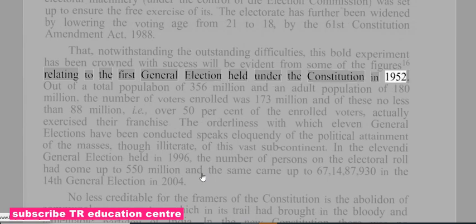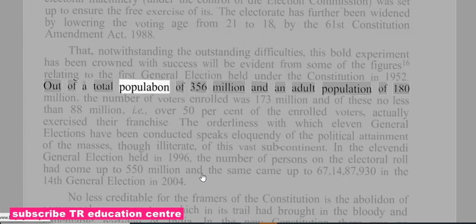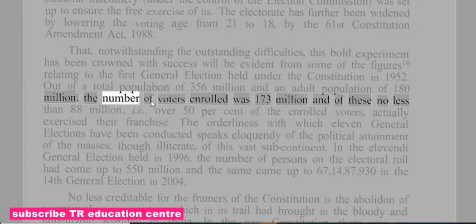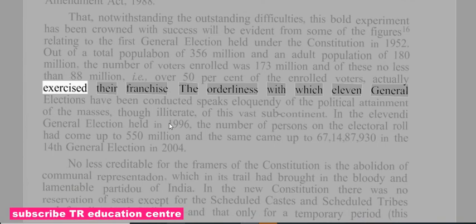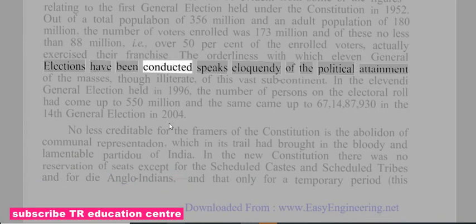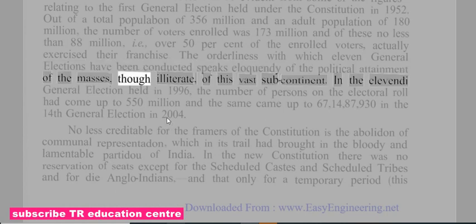in 1952. Out of a total population of 356 million and an adult population of 180 million, the number of voters enrolled was 173 million, and of these no less than 88 million, i.e., over 50% of the enrolled voters, actually exercised their franchise. The orderliness with which 11 general elections have been conducted speaks eloquently of the political attainment of the masses, though illiterate, of this vast subcontinent.